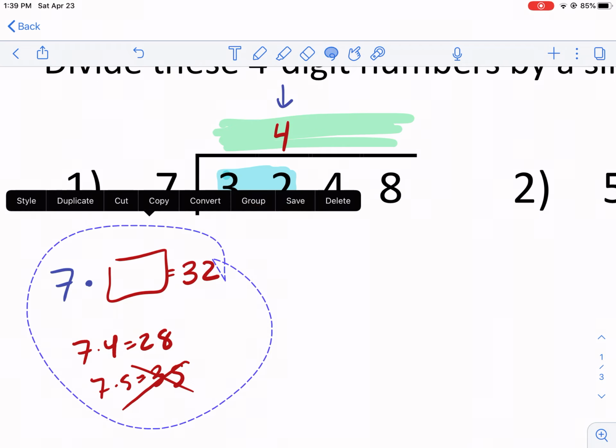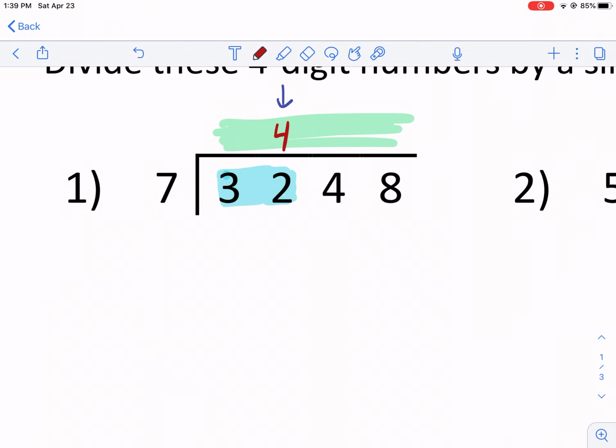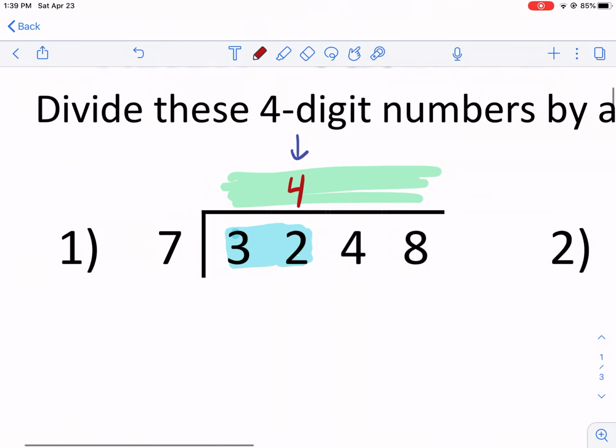Let me just circle this. This is the Notability program, by the way. Still available for a sponsorship if they're watching.